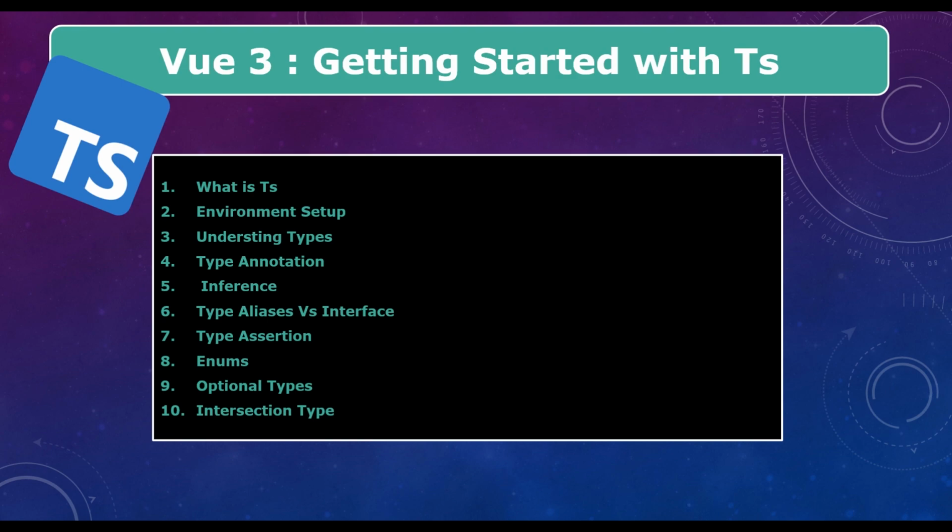We're going to cover also type assertion. We're going to learn enums. We're going to learn optional types, but also intersection types.